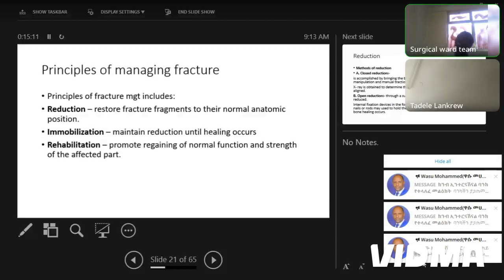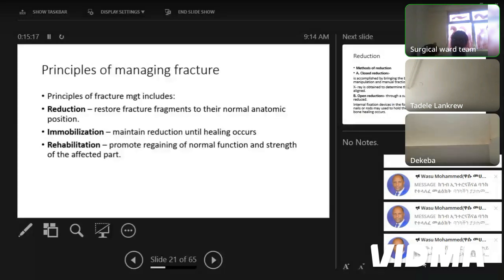And immobilization is to maintain reduction. That means keeping the bone from moving. Rehabilitation is to promote return to normal function and strength of the affected part. After the bone returns to its original position and is immobilized, it returns to normal activity and strength.